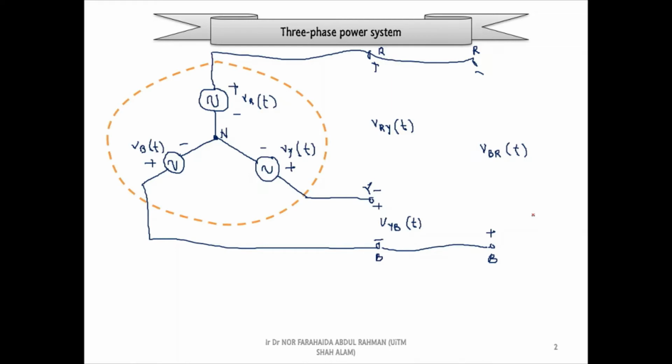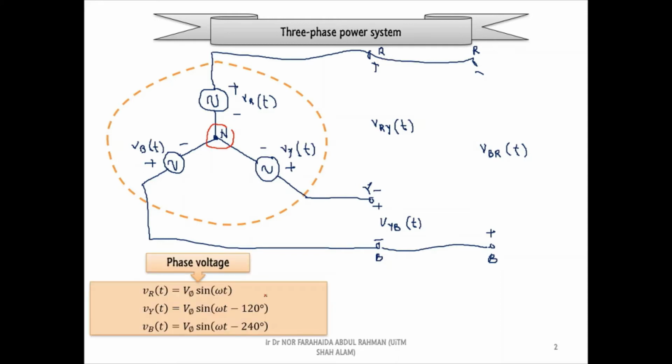The circuit in the circle shows Y-connected voltage sources. Based on the configuration, we can see these voltage sources are connected at the same neutral point. Because of that, they are supplying phase voltage in the system. And you can write the equation for these voltages as follows.